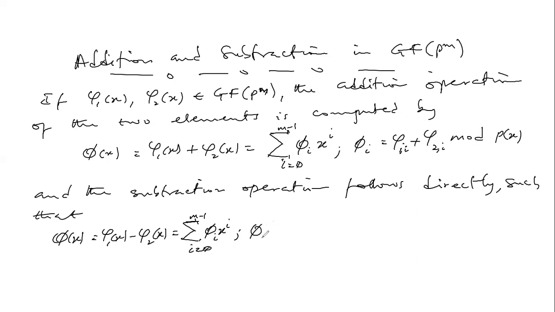such that phi of i is the same as phi 1 i minus phi 2 i, which is equivalent to phi 1 i plus phi 2 i mod P of x. So hence, the subtraction operation and the addition operation are the same. Okay? Now, if this is clear, then I'm gonna wipe this.